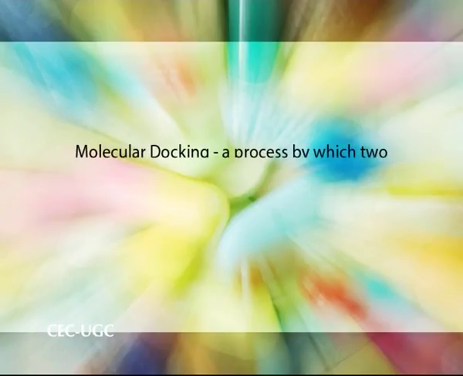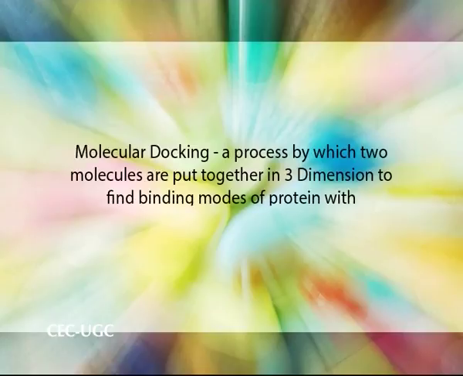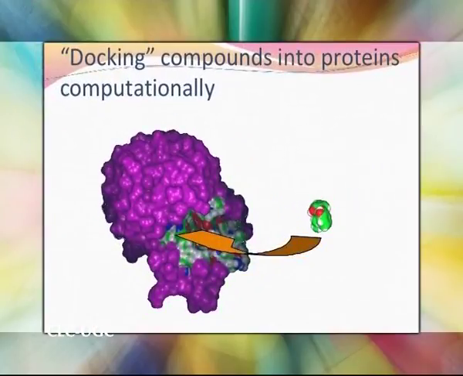It is a process by which two molecules are put together in 3 dimensions to find binding modes of protein with ligands, inhibitors. In molecular docking, we attempt to predict the structure of the intermolecular complex formed between 2 or more molecules. Docking algorithms are able to generate a large number of possible structures. We use force field-based strategy to carry out docking.